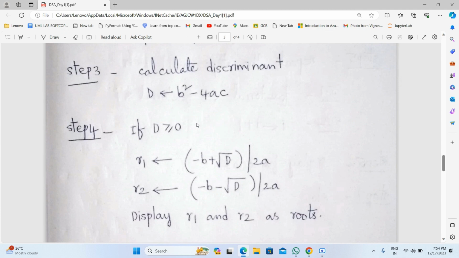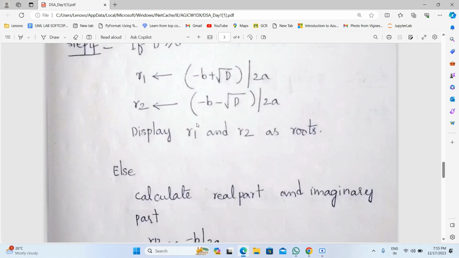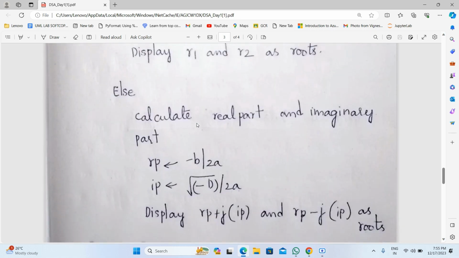If D equal to 0, we will get the equal roots. But we combined both the conditions, D greater than or equal to 0. Means D greater than 0 and D equal to 0 both in the same case. We are writing r1 = (-b + root of discriminant) / 2a and we are storing r2 as (-b - root of discriminant) / 2a and we want to display r1 and r2 as roots.